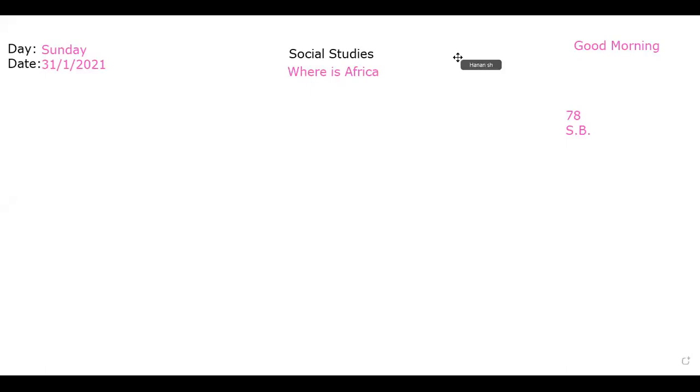My girls, let me ask you this question. In the whole world, on the earth right now, how many continents do we have? Seven. Excellent. Who can tell me the names of these continents?